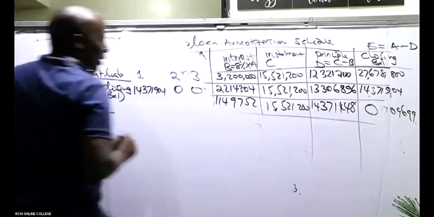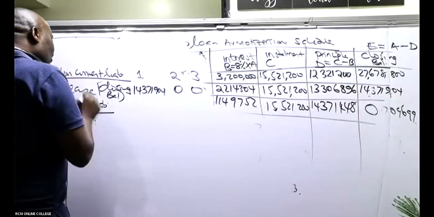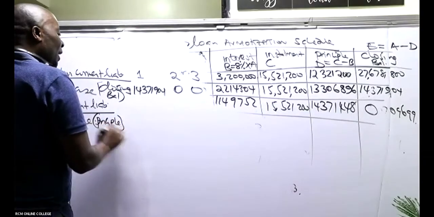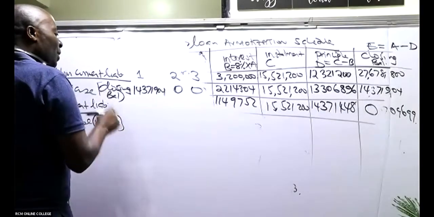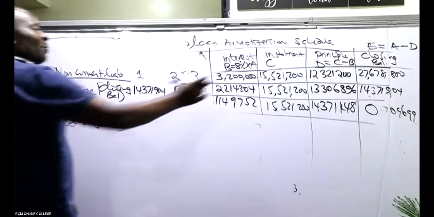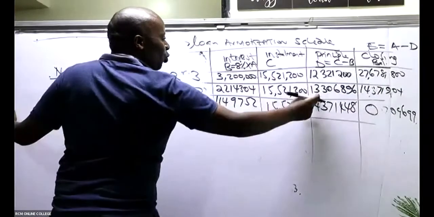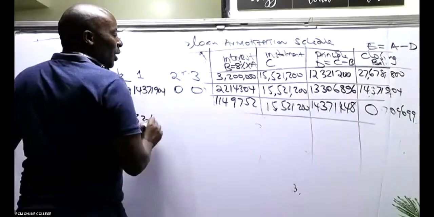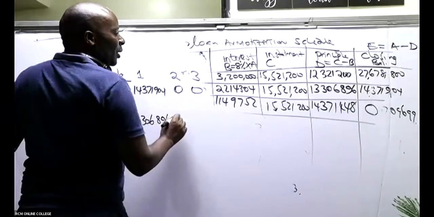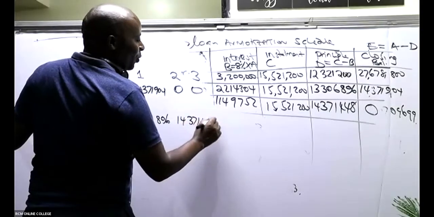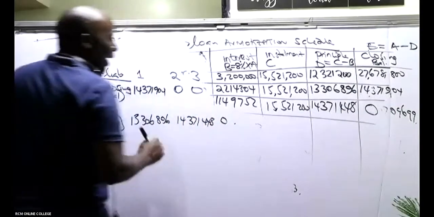Here there's nothing. For lease current liability, pick in this case the principal. Again, from where? From year 2 onwards. Pick without even reasoning. You go and pick the principal, but from year 2 onwards. So we have here 13,306,896. This will be 14,371,448, whatever. And then, of course, there will be a 0 there.